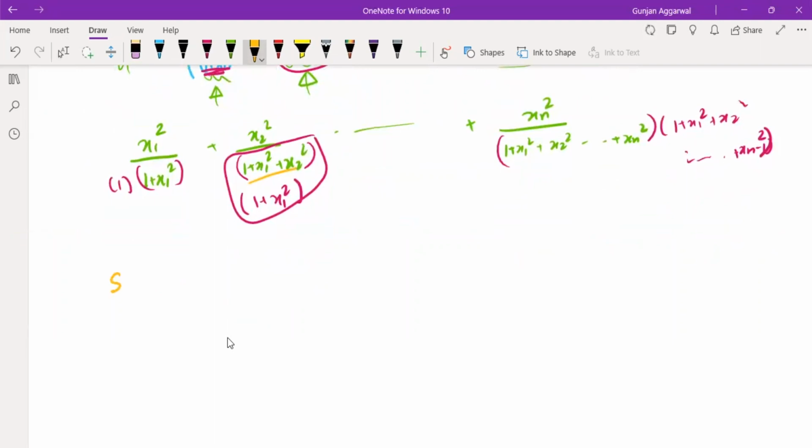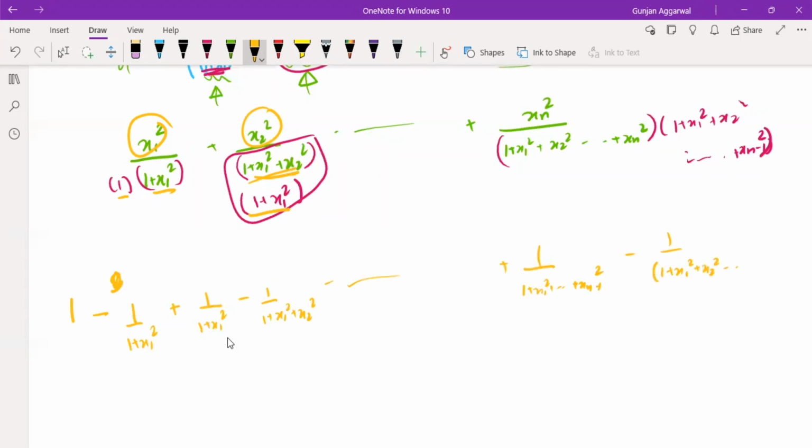Can we telescope now? This thing minus this thing is the numerator. This thing minus this thing is the numerator. So it's 1 minus 1 by 1 plus x1 square, plus 1 by 1 plus x1 square minus 1 by 1 plus x1 square plus x2 square, and so on, up to 1 by 1 plus x1 square up to xn minus 1 square minus 1 by 1 plus x1 square plus x2 square up to xn square.